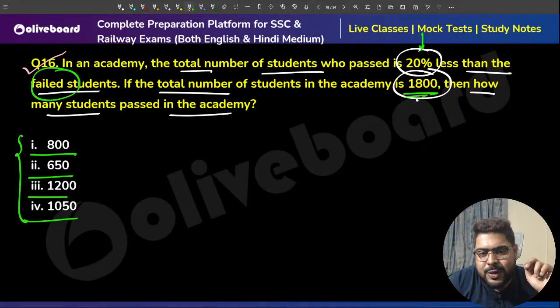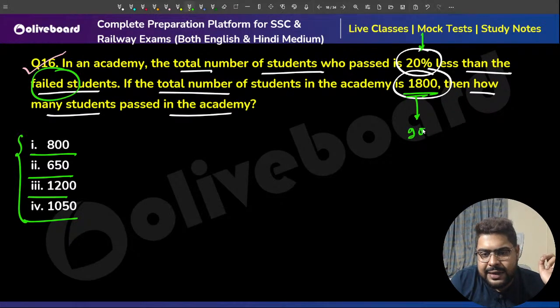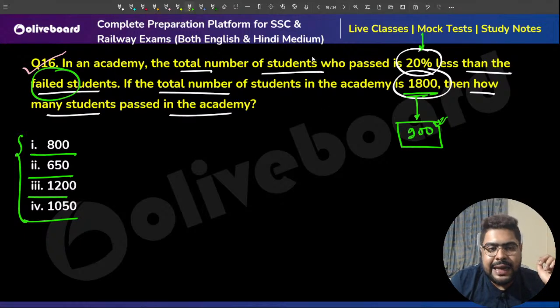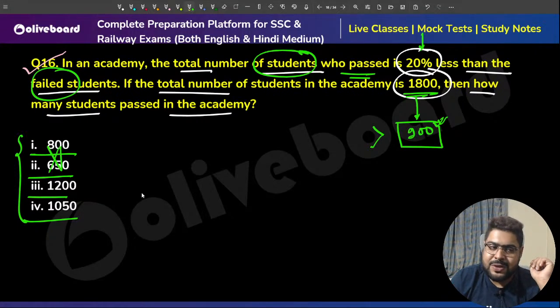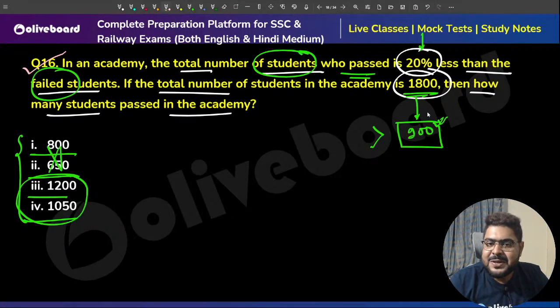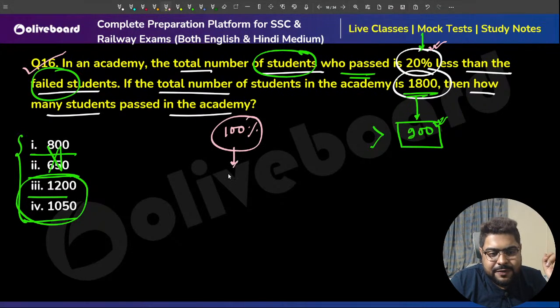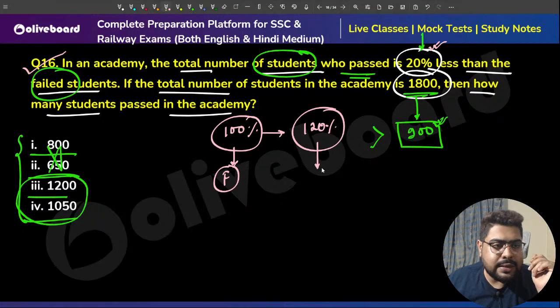If it was equal, half, 50% have passed, 50% haven't, so it will be 900. Now, the number of students who passed is more, sir, meaning it will be more than 900. So the first two options are not possible. The answer lies between these two. Let's check, sir. If I take the failed students as 100%, the passed students will be how much, sir? 120%, 20%. Acha. One second.